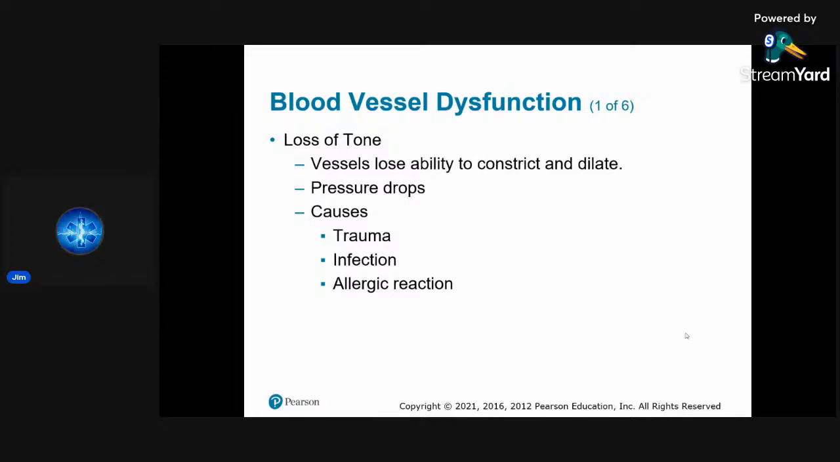Some things can cause you to lose tone, which is when the vessels lose the ability to constrict or dilate. That's what the loss of tone means. The pressure can drop. Causes of this loss of tone can be trauma, of course, infection, and allergic reaction.